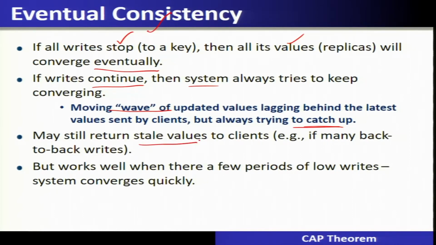So, it may sometimes return stale values to the client if many back-to-back writes occur, but it will work fine in situations such as IoT, when there are periods of low writes and the system converges quite quickly.